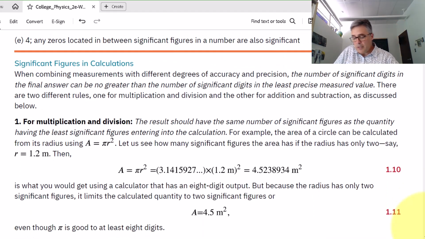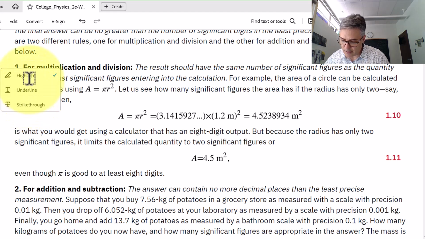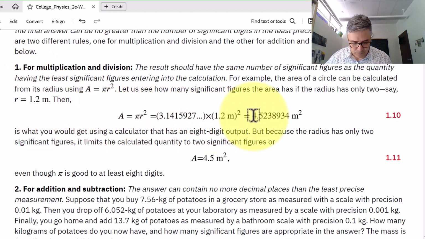And when you use significant figures in calculations, if you're multiplying two numbers, the result should have the same number of significant figures as the quantity having the least significant figures entering into the calculation. So what that means is that you have to round it. For example, maybe the radius of a circle is 1.2 meters. What's the area of the circle? Well, 1.2 squared times pi gives you this on your calculator, 4.52, etc., etc., etc.